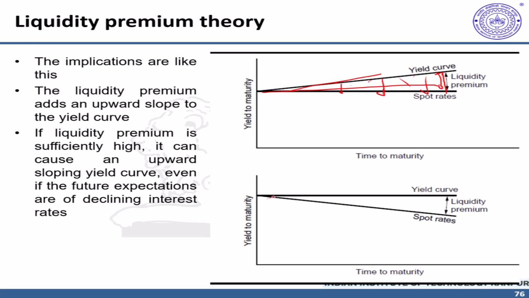Similarly, even if the term structure of spot rates is falling originally, so these are declining expectations of interest rates, the liquidity premium can further push it upwards and make it even flatter or even upward sloping, depending upon how much premium investors are putting towards liquidity. This is also often called flight to liquidity and flight to quality. When financial markets are falling, investors prefer instruments that are more liquid and safer.